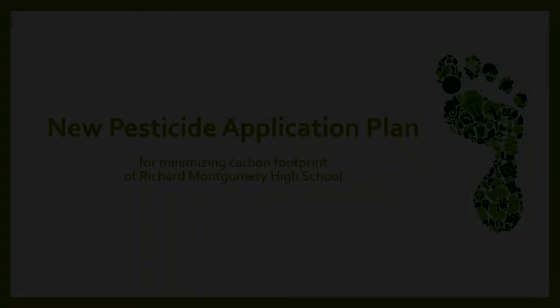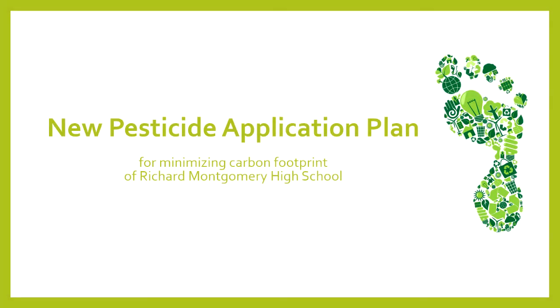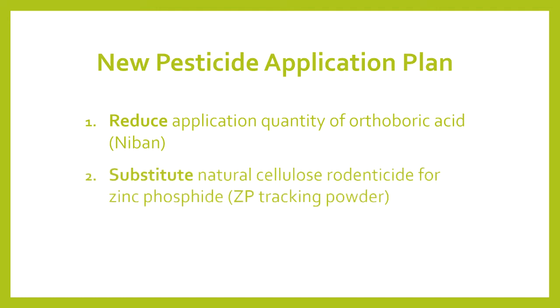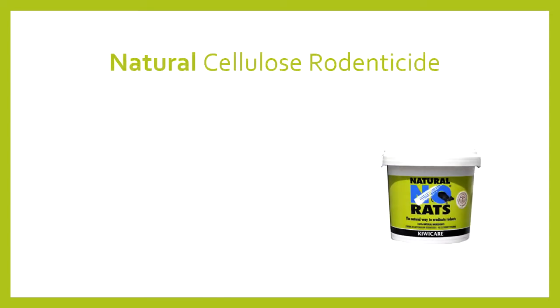In consideration of our research, a new pesticide plan would benefit RM's environment as a whole. First, if not already, RM should use limited small amounts of orthoboric acid so its effects don't add up to it becoming a destructive pesticide. Second, there is a natural rodenticide alternative to the zinc phosphide that can be used instead, which is a cellulose-based product.